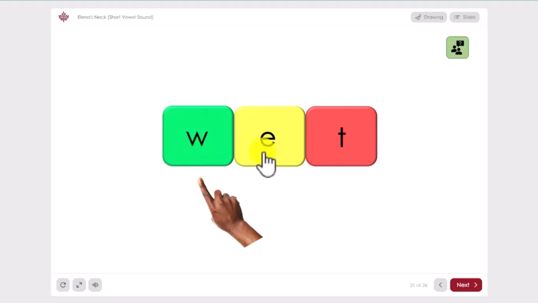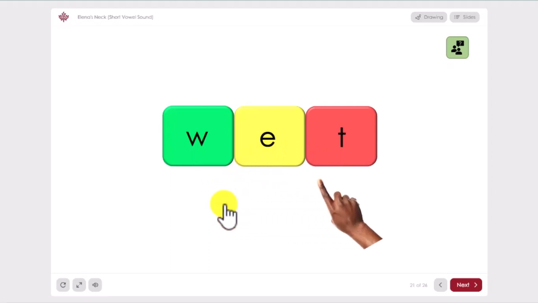W, E, T. The finger models how to slowly blend sounds together, which is important for students who need explicit support in how to build their word attack skills. Wet.